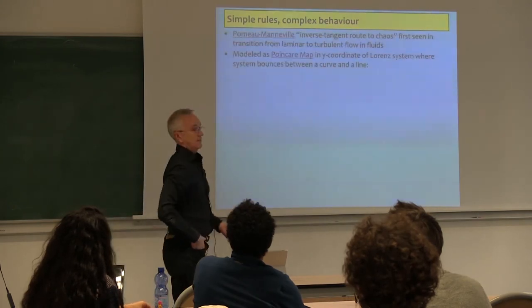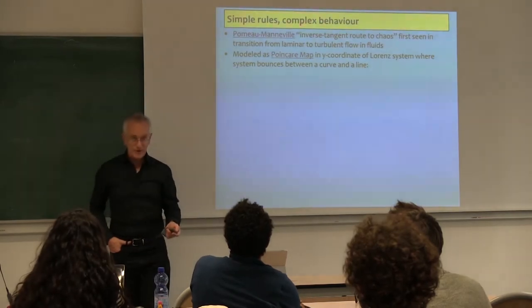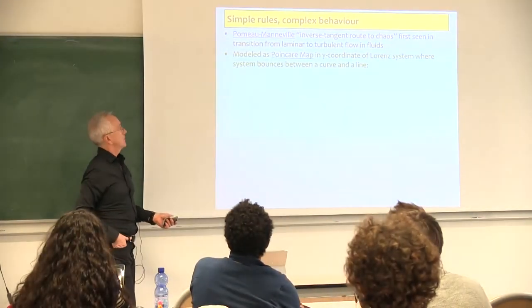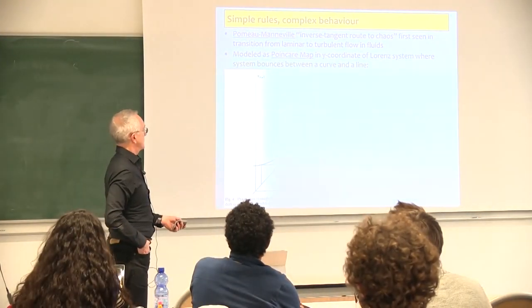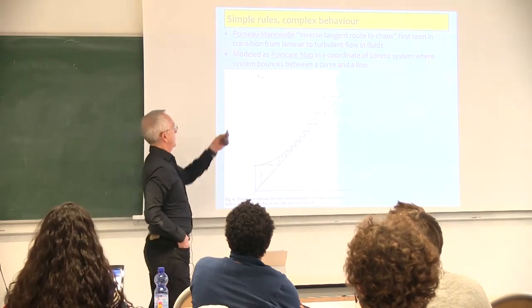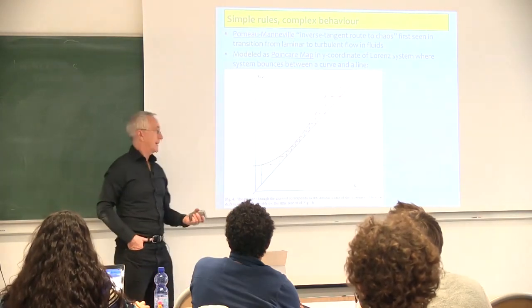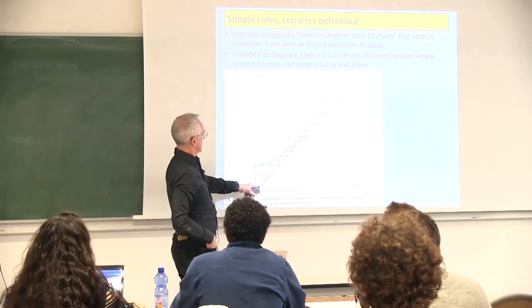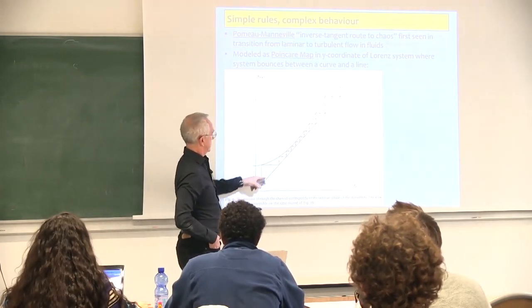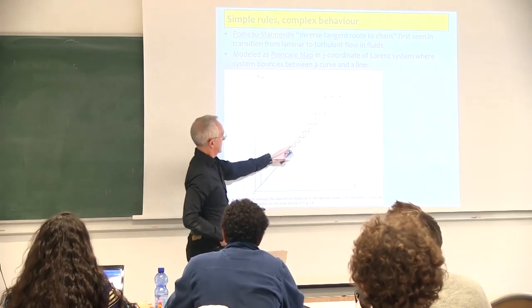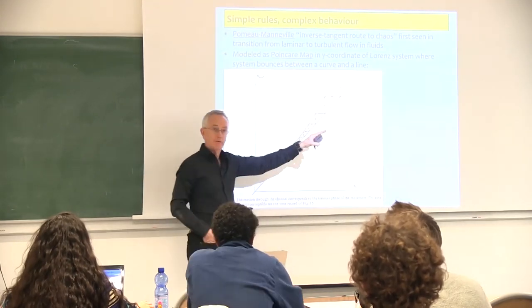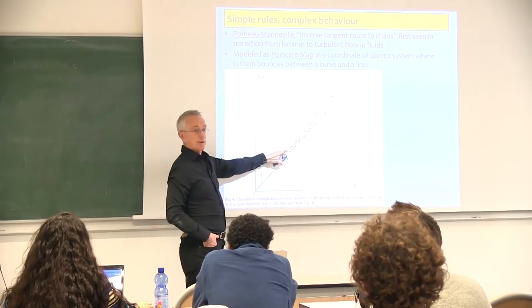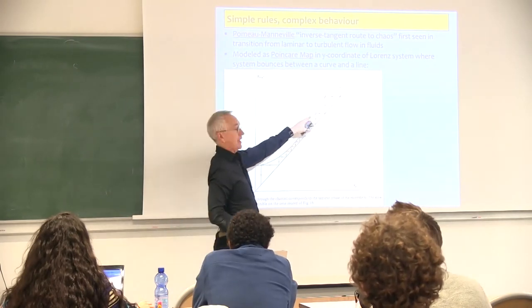So the phenomenon there in terms of complex systems is what's known as the inverse tangent route to chaos. And the way it was described by the people who first identified it in fluid dynamics is it's a dynamic process which you can model as bouncing between a straight line and a curve. Now, if the straight line intersects with the curve, there'll be two points of intersection. Downhill will be a stable equilibrium and uphill will be an unstable one.